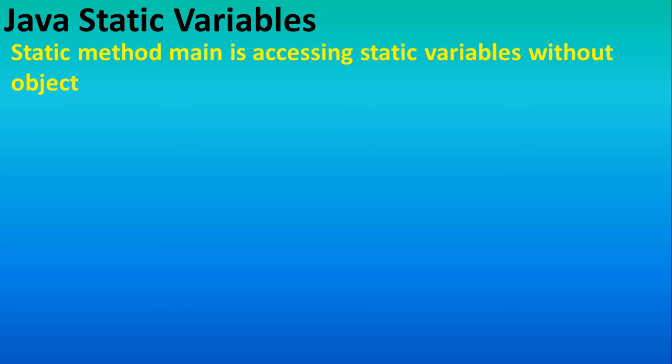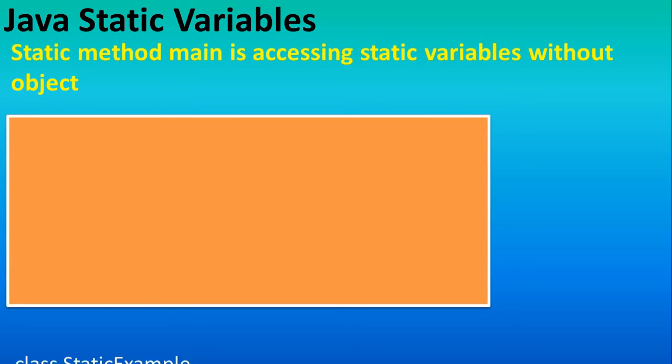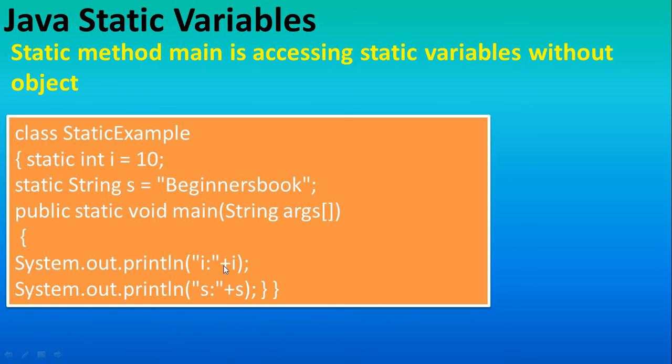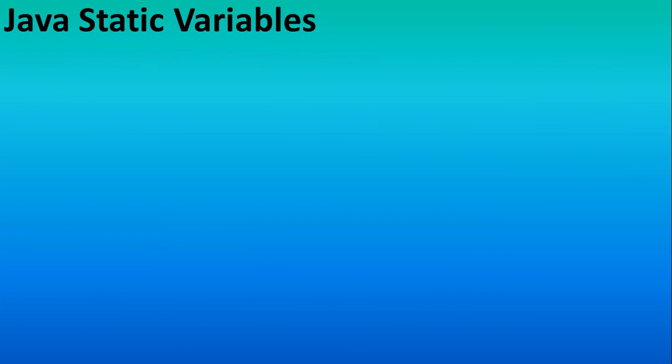Next one is a Java static variable. Here the static method main is accessing static variables without an object. It means, again through an example we will take this. Suppose you have the static content 10 and the string variable beginner book. So what happens, without an object you can use it in the main method and it will show you the output, whatever values you initialized.